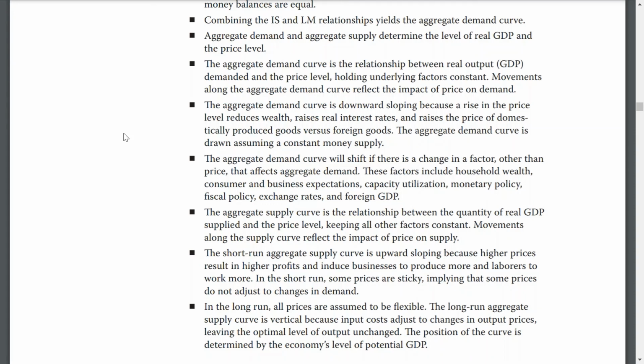The aggregate demand curve is drawn assuming a constant money supply. The aggregate demand curve will shift if there are changes in a factor other than price.